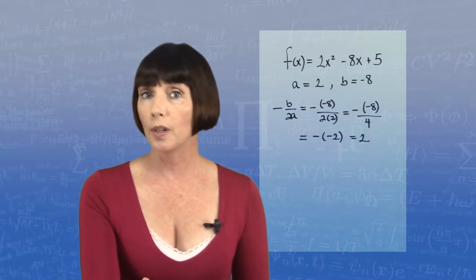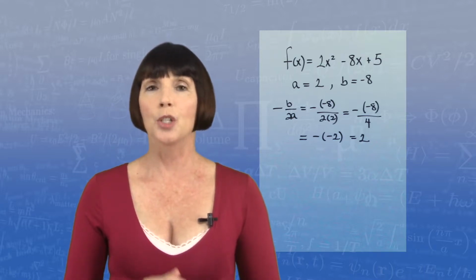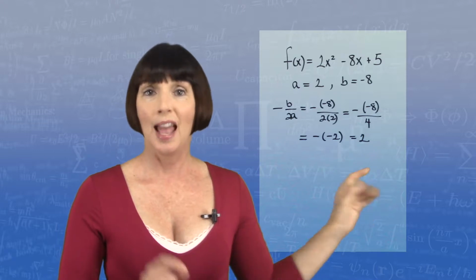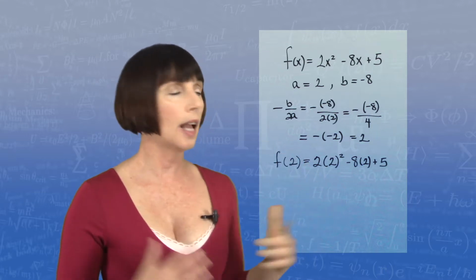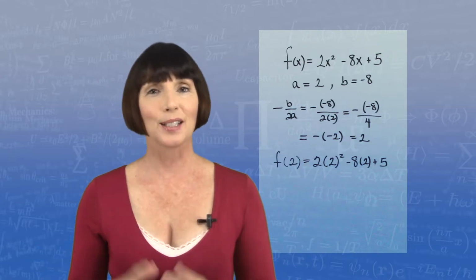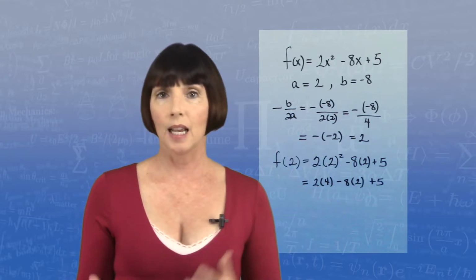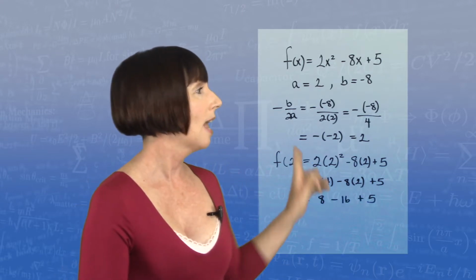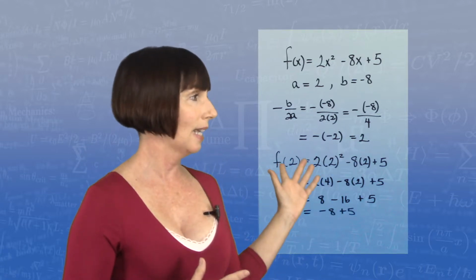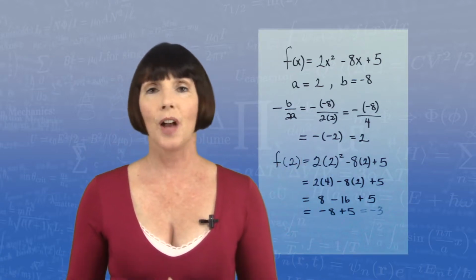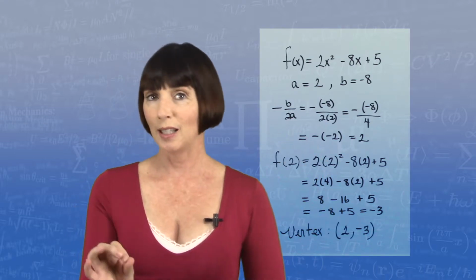Now, to find the y-coordinate, we have to evaluate our function at that value of the x-coordinate. So we're going to find f of 2. And we get 2 times 2 squared minus 8 times 2 plus 5. Okay, so let's evaluate. We get 2 times 2 squared is 4 minus 8 times 2 plus 5. That gives us 8 minus 16 plus 5. 8 minus 16 is negative 8 plus 5, and negative 8 plus 5 is negative 3. So our vertex is the point 2, negative 3.